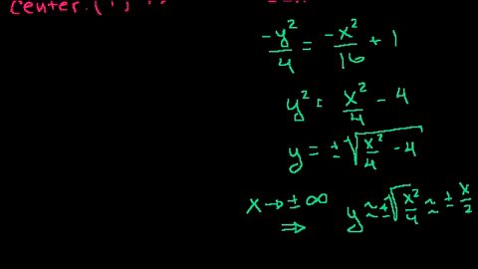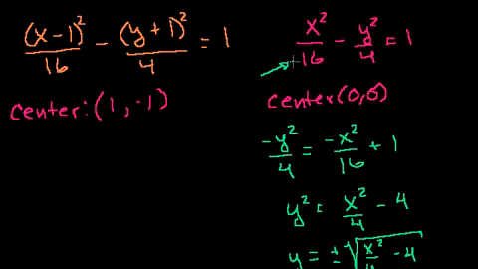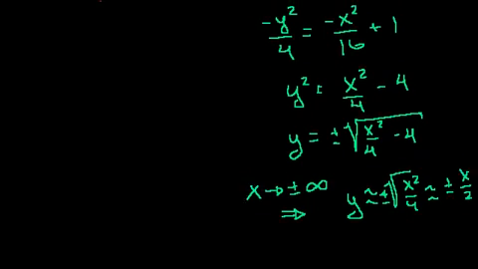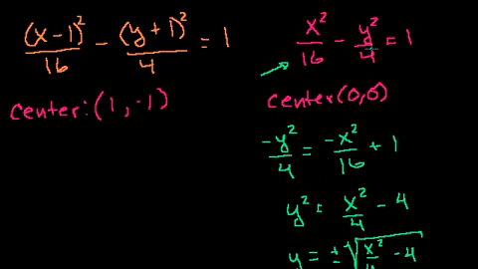So let's draw our asymptotes. Remember, these are the asymptotes for the unshifted situation, but now, of course, we're centered at 1, negative 1. So I'm going to draw two lines with slopes positive 1/2 and negative 1/2, but they're going to be centered at this point. I just got rid of the shift so I could figure out the asymptotes, but of course this is the real thing we're trying to graph. So let me do that.